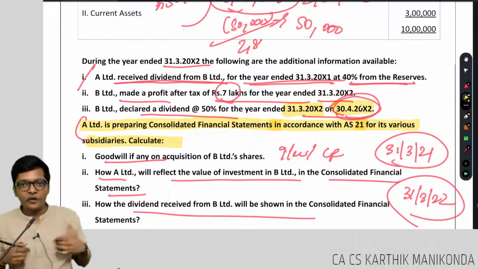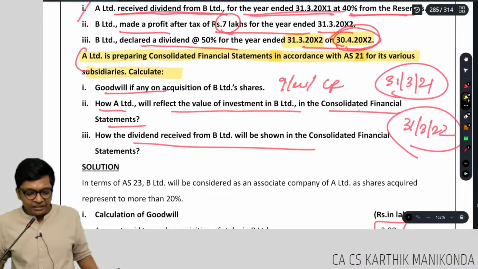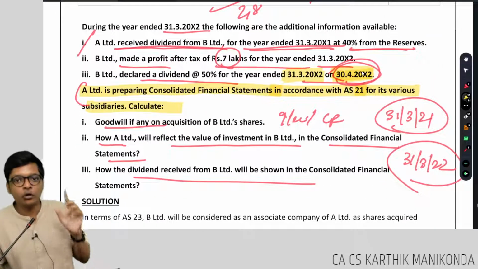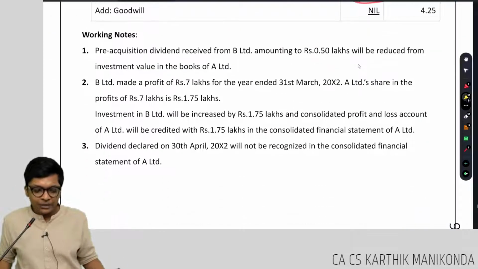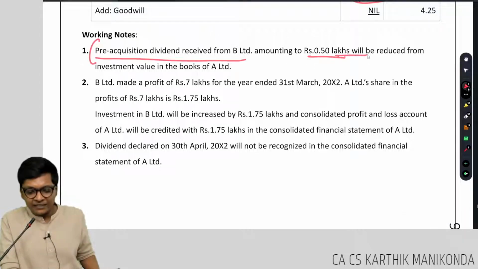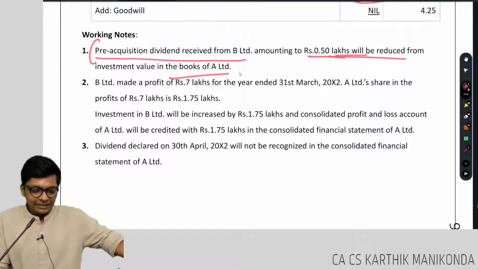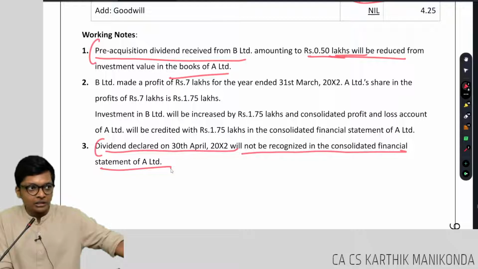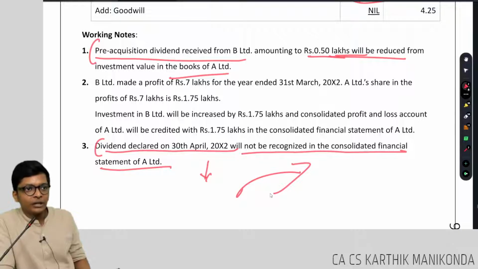1, 2, 3. How many of you didn't reduce? Are you following, guys? If you are going to find the value on 30th April, then you will reduce dividend, whatever is the share. That is not required in this question. That's why here they are saying in the notes how to present pre-acquisition dividend of 50,000: it is reduced from cost of investment. And dividend declared on 30th April will not be recognized in the consolidated financial statements on this day. Only next year I will consider the dividend. Are you following, guys? Easy?